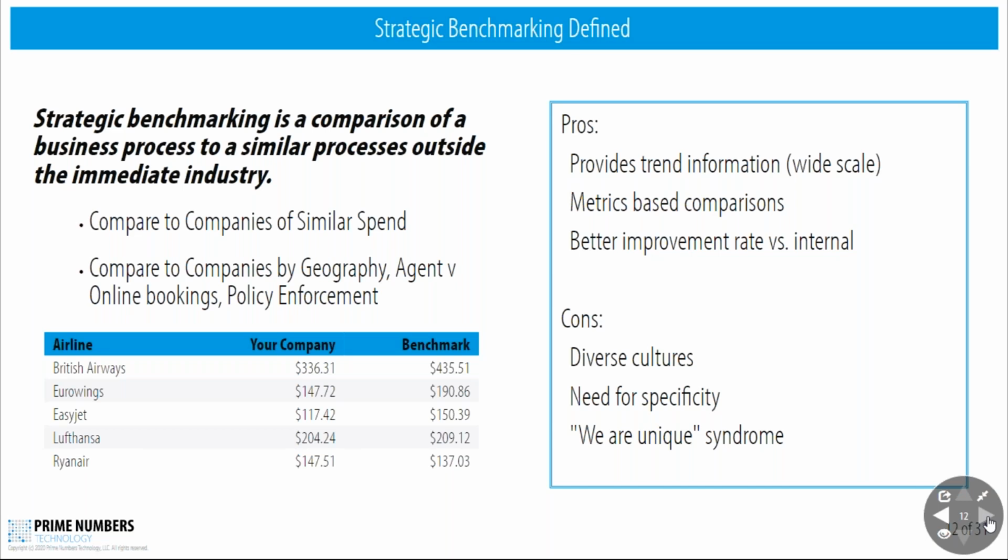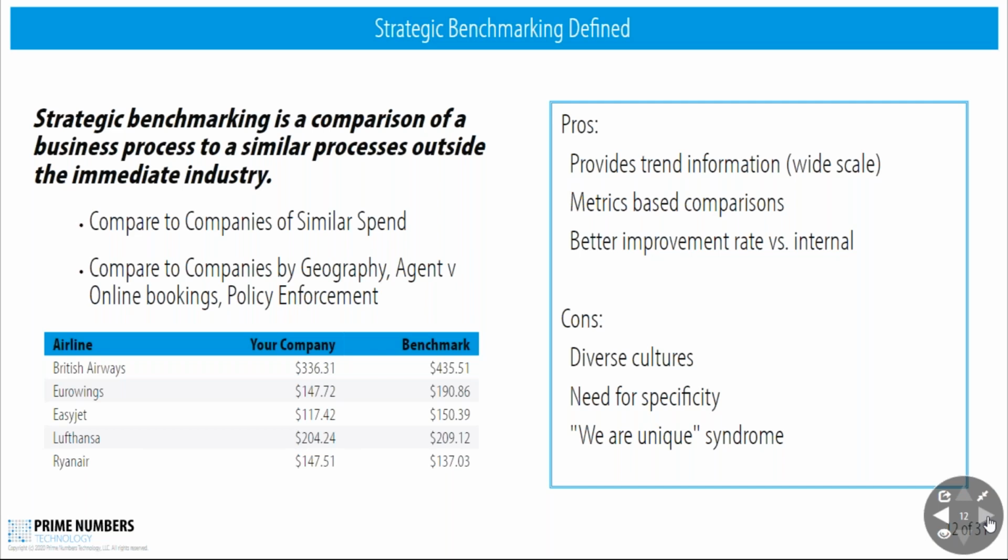It's very broad, so it provides trend information on a wide scale, which is a good thing. It provides metrics-based comparisons, meaning I'm not going to look at behavior, you know, the one department books differently or travels differently than another. I'm merely looking at the metrics. What's the average fare comparison, one versus another?